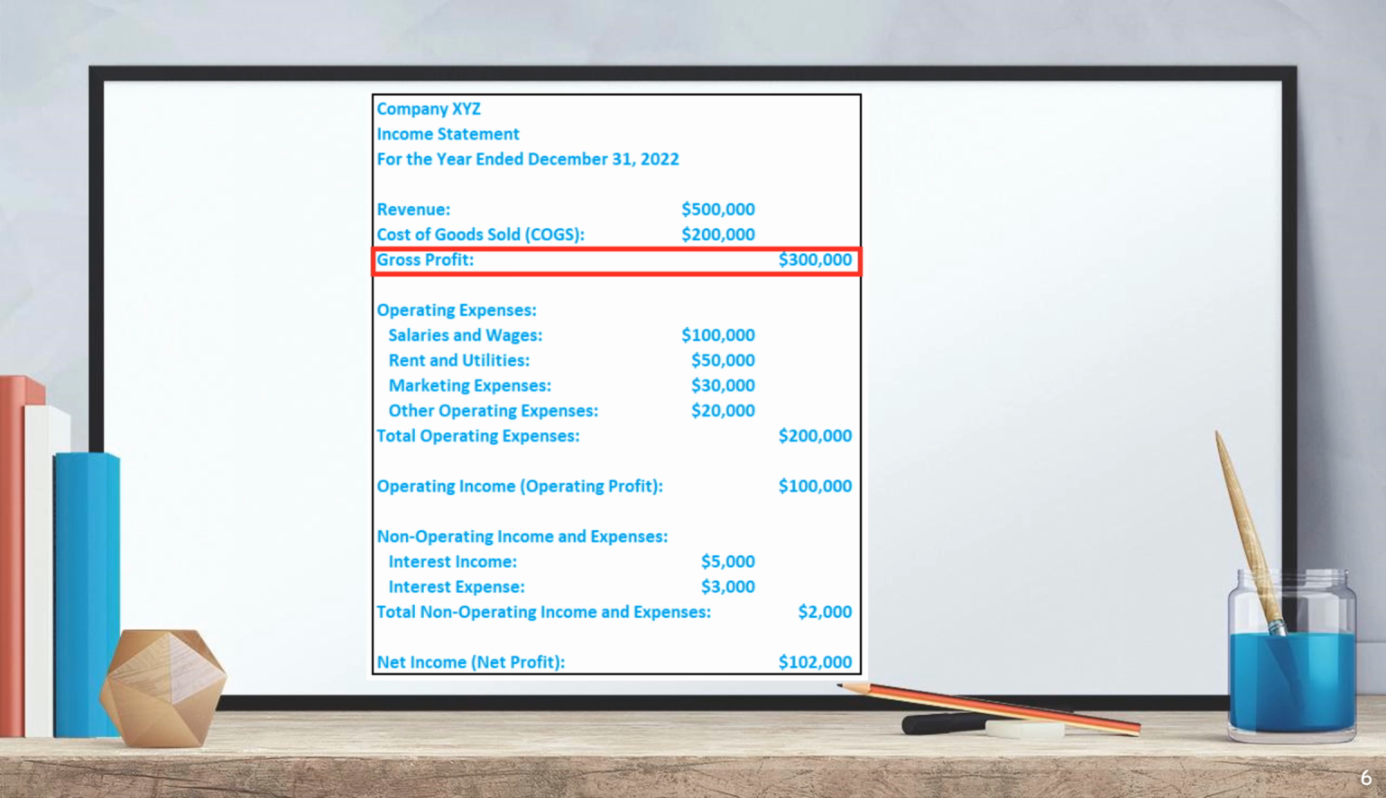Next up is the gross profit. This is just the fancy term for the money left over after subtracting the cost of goods sold from the revenue. It shows how much the company made purely from its operations, before considering other expenses.